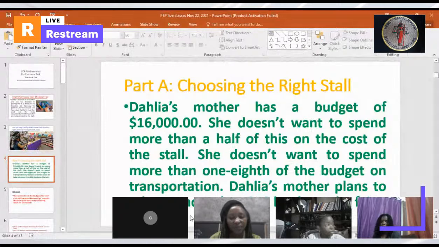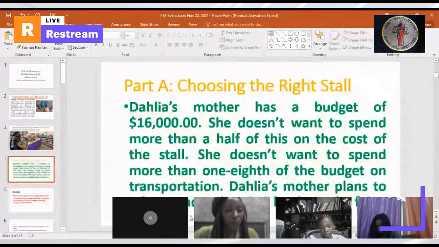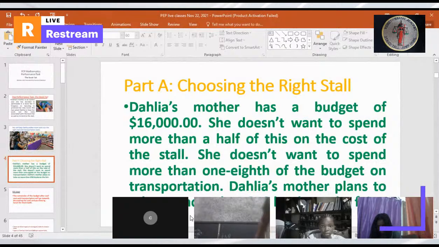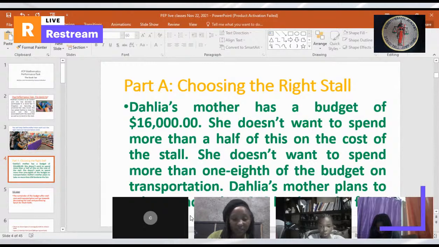All right, so if we were on this page in the exam, what are some of the things that we would underline? What's the important information here? What would we underline? The cost of the thing. So we would draw a line under the $16,000. That's important. What else is important for us to remember in this paragraph?